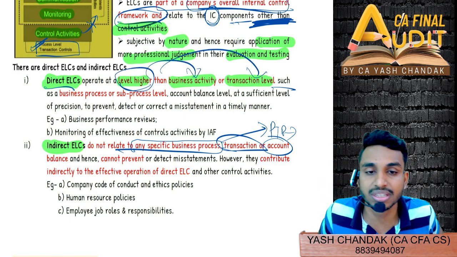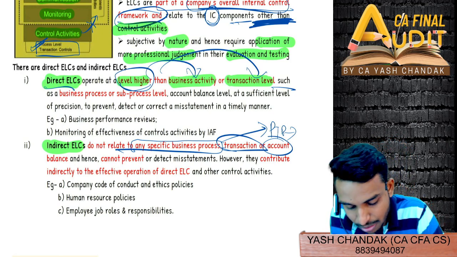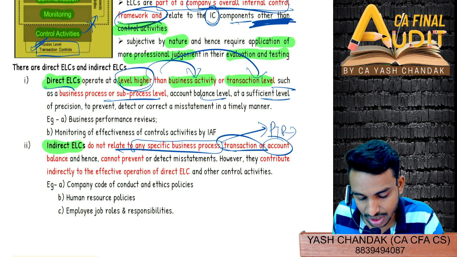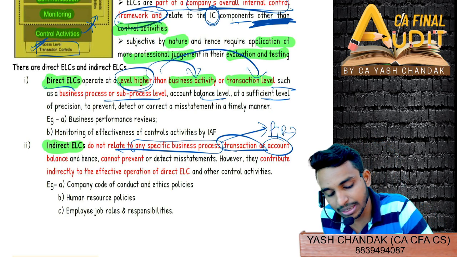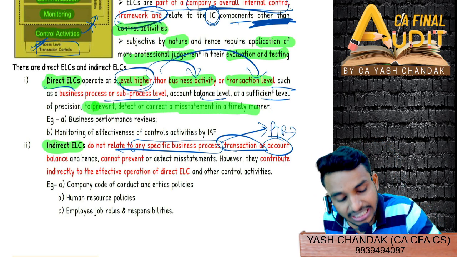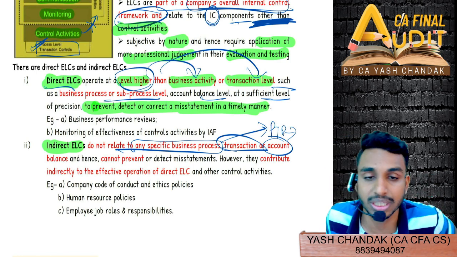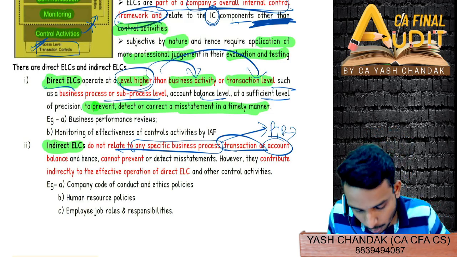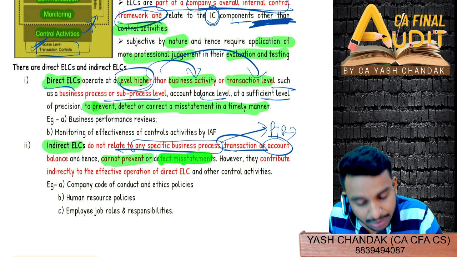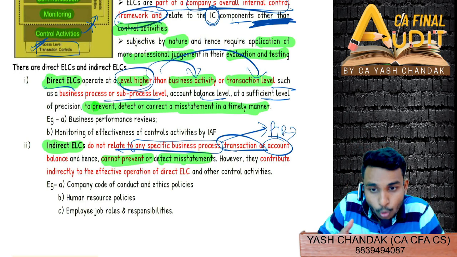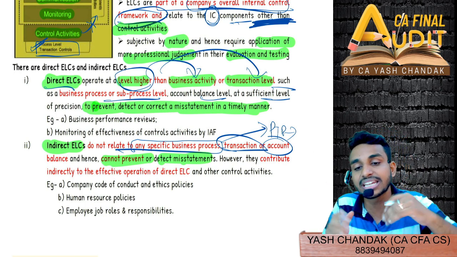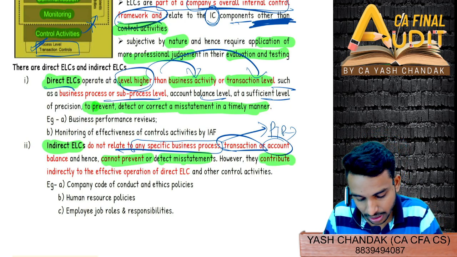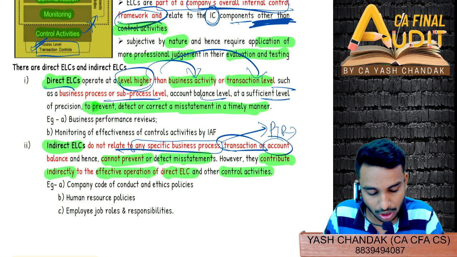I think everyone is clear with this concept, such as a business process or a sub process level as well. Account balance level at a sufficient level of precision to prevent, detect or correct a misstatement in a timely manner. That means they are directly able to prevent, detect or correct, directly able to PDC in a timely manner. However, indirect controls cannot prevent or detect misstatements directly. However, they support the direct entity level controls in a manner that direct entity controls can function smoothly. So they contribute indirectly to the effective operation of direct ELCs and other control activities.